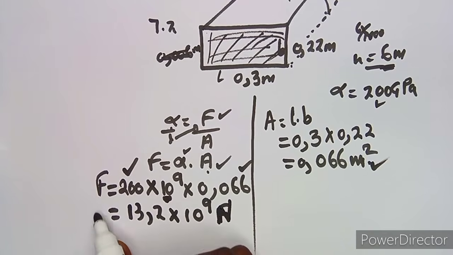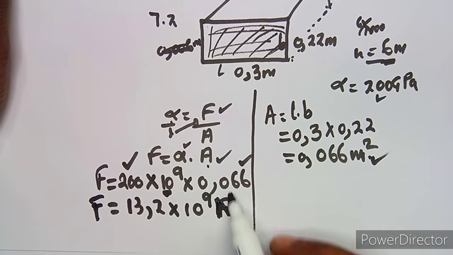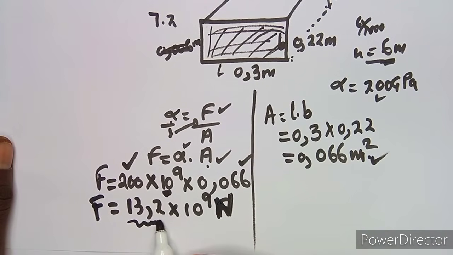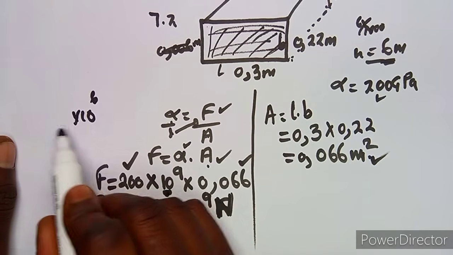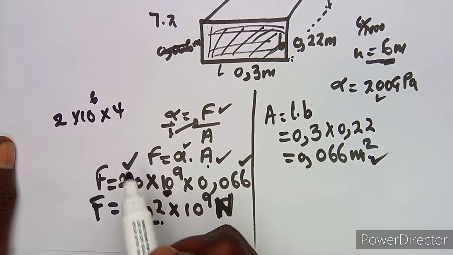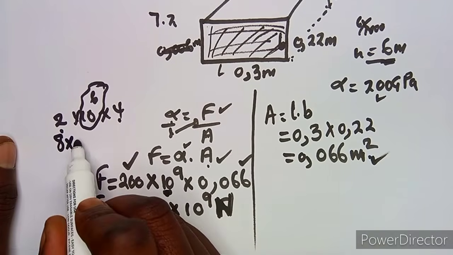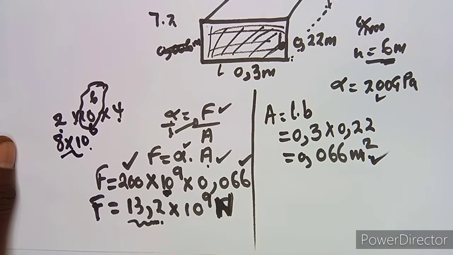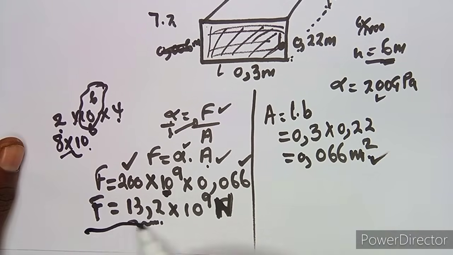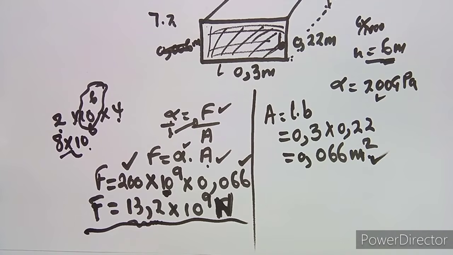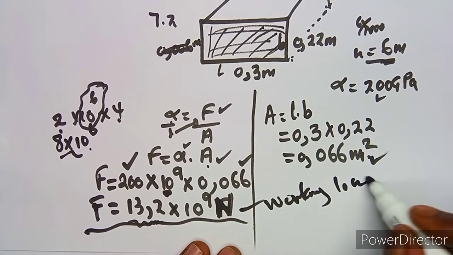This is force, guys. Force is measured in what? In newtons. So take note here that this is a bigger value. Just like when you are working with 10 to the power 6, you multiply maybe 2 times 4, just ignore the power, multiply these two numbers, and you obtain 8 times 10 to the power 6. It is much easier than including the 10 to the power 9. So you just ignore it like that. So this is the working load. The working load, you're talking about the force here.